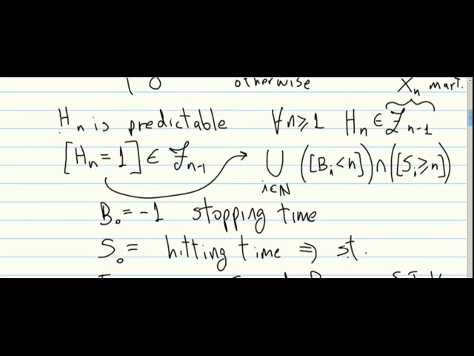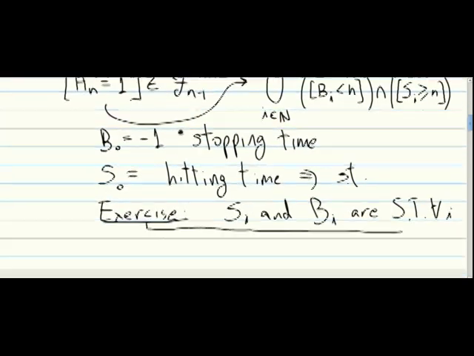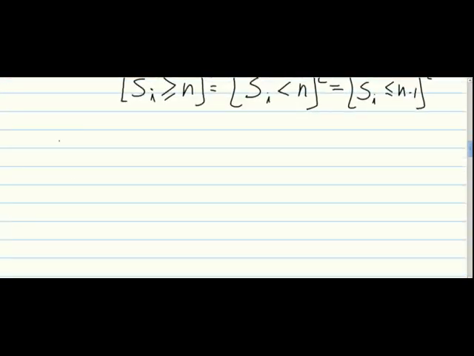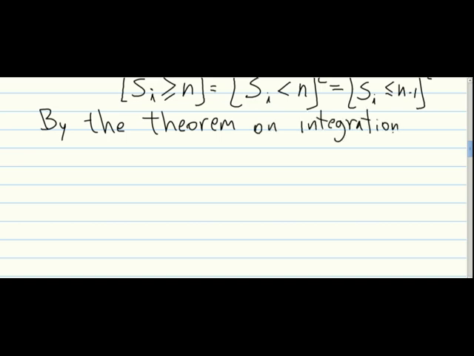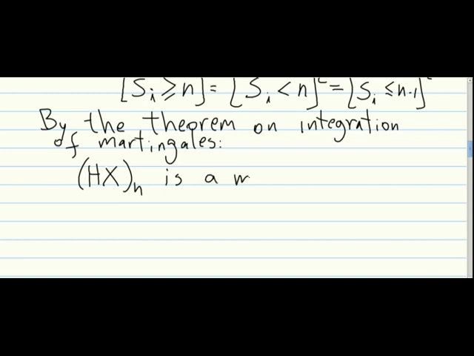So Hn is a predictable process. So by the theorem that we saw in the last class, we know that H times X, this new process, is also a martingale.